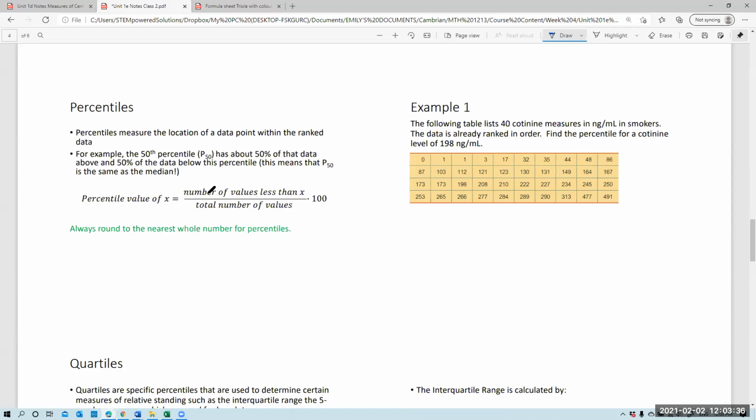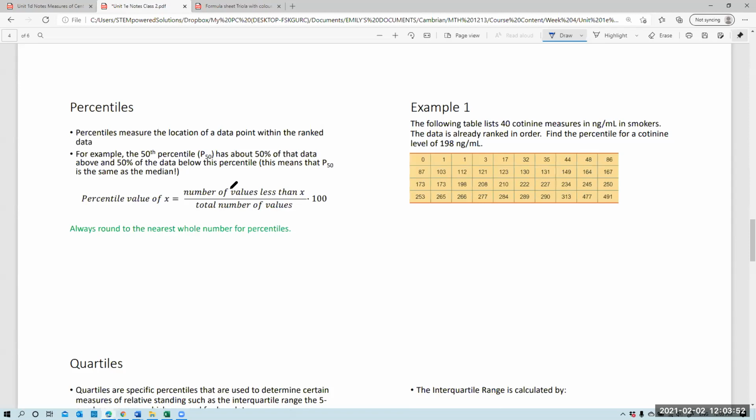Percentile value of X equals the number of values less than X divided by the total number of values, multiplied by 100. Always round to the nearest whole number for percentiles.